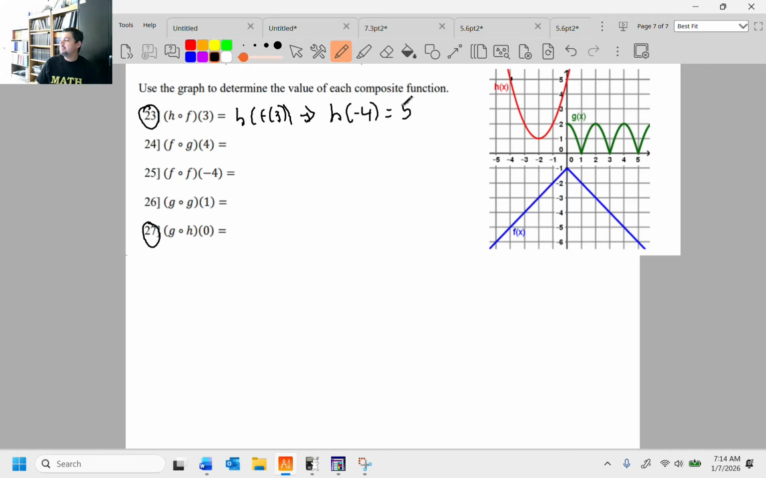And the last one I'm going to do on this assignment is g composed of h composed of 0. Again, old school is the best school. We work our way out is what we do. So first I'm going to find h of 0. So when x is 0, h has a value of 5. So I'm going to find g of 5. All right, I'm looking at function g. When x is 5, g has a y value of 0. Easy peasy, lemon squeezy. Yes, it is that easy. But you'll miss it because you'll never practice it.